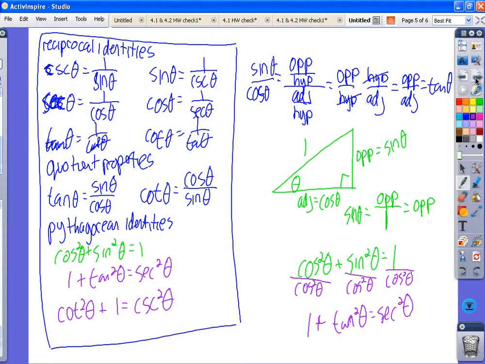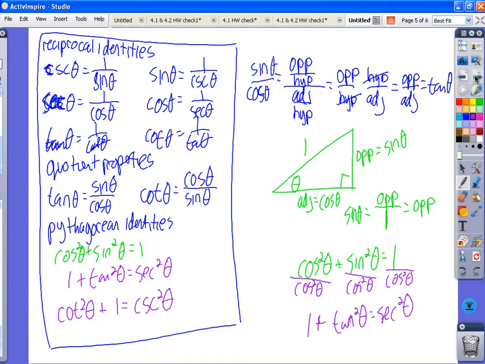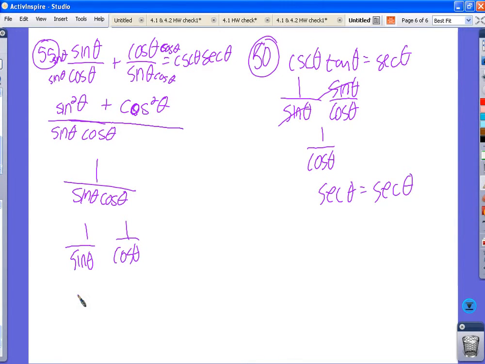Where did that come from? From here. I wrote them all down and it's not in here. Well, obviously you didn't write them all down. There it is. What's 1 over sine? The cosecant. What's 1 over cosine? Secant.